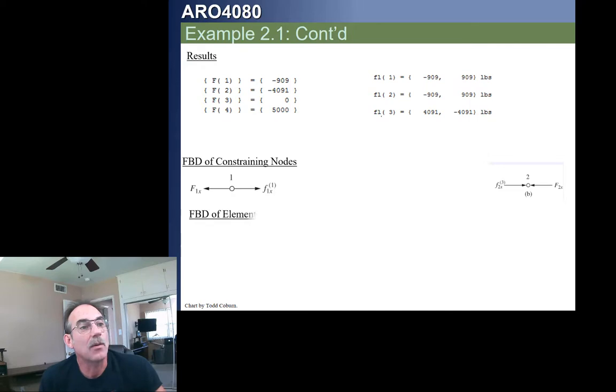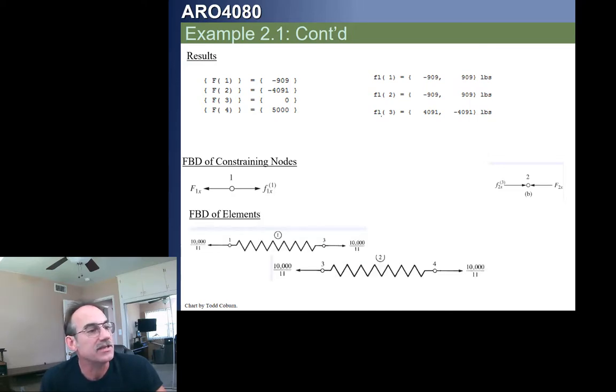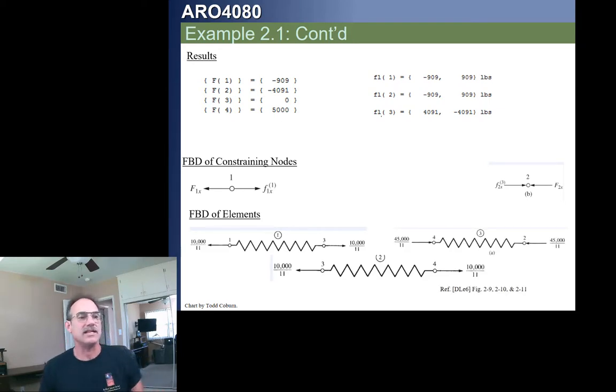Now we can do the second one the same way, and then each of our elements. This 10,000 over 11 is just 909 in disguise, right? And so on. This 45,000 over 11 is just 4091 in disguise, and so on. See how that works?